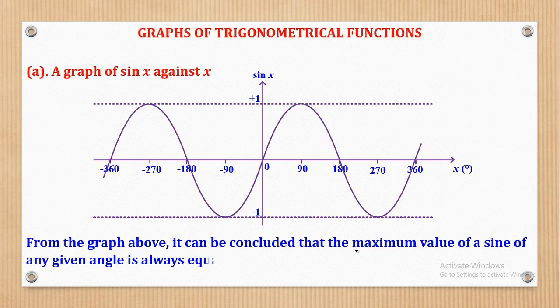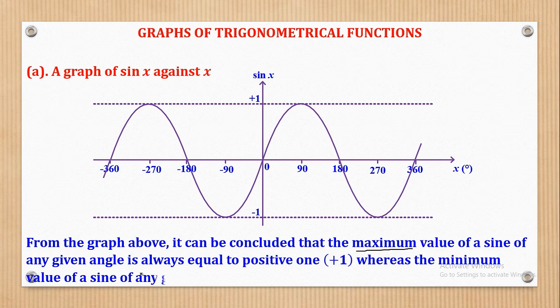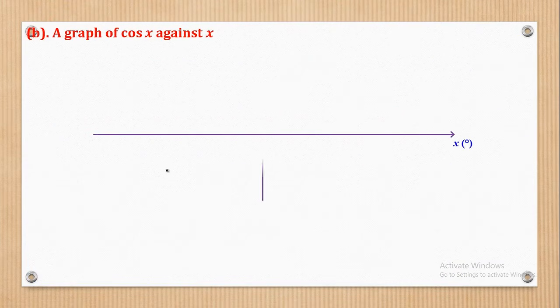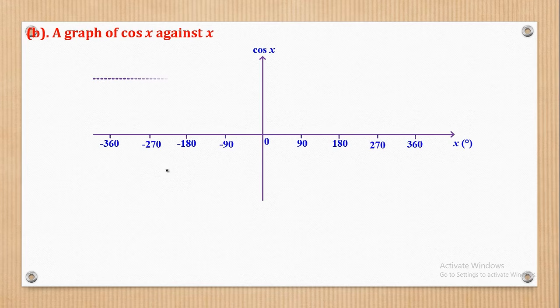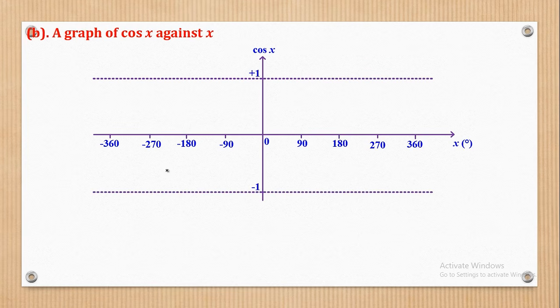So this is what I was talking about, that the maximum value of sine of any angle is always equal to +1, while the minimum value is always equal to -1. Then now we shall go to the graph of cos x against x. So the axes were labeled. Now we shall draw the graph inside the axes.